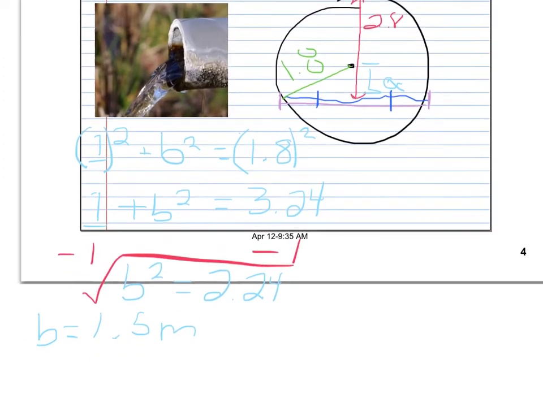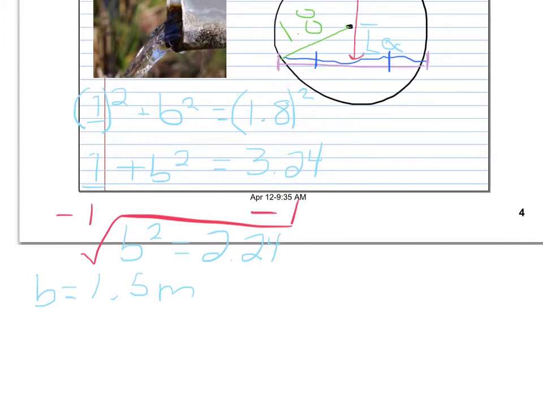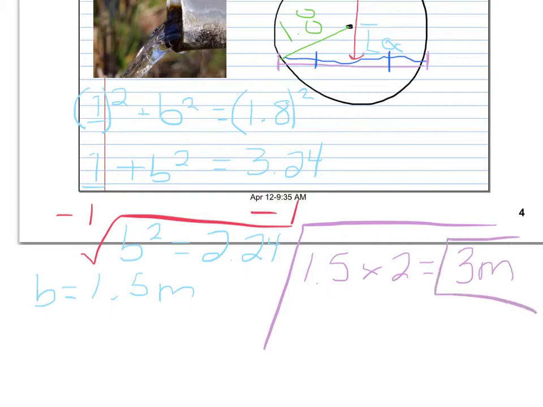So to find the whole thing all the way across, which is that purple line, you just take at the end now 1.5 times 2. The width of the water in the pipe is 3 meters.